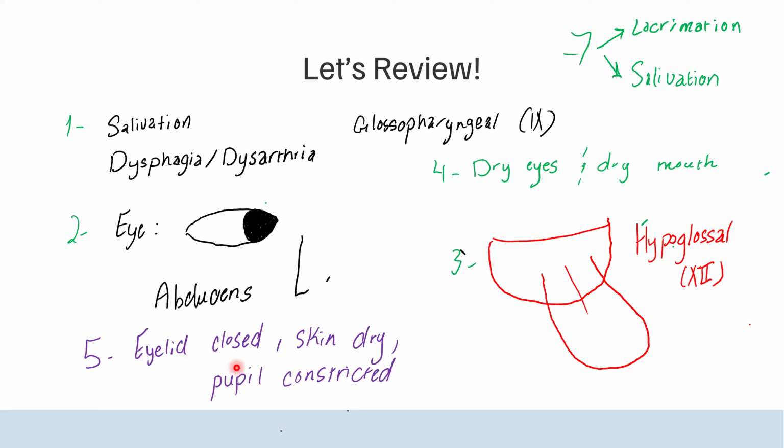The eyelid being closed is not related to any of the ones that you guys mentioned. It is related to the third, but in a different sense that we'll talk about later. But the dry skin, those glands are not by any way controlled with our cranial nerves. They are controlled by the sympathetic nervous system.